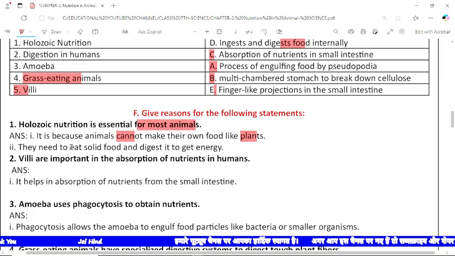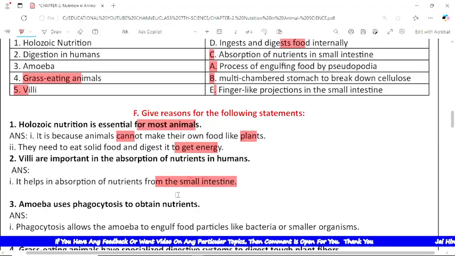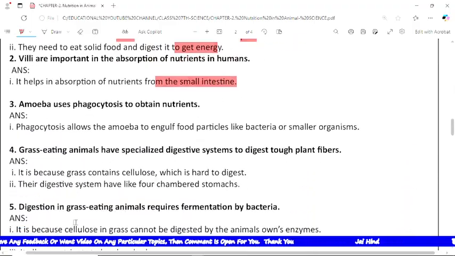Second, they need to eat solid food and digest it to get energy. Generally we have to take solid food and digest it internally, so this is important for animals. Now the next is villi are important in absorption of nutrition in humans. Yes, it helps the absorption of nutrition from the small intestine. This is a basic function of villi, which are found in the small intestine.